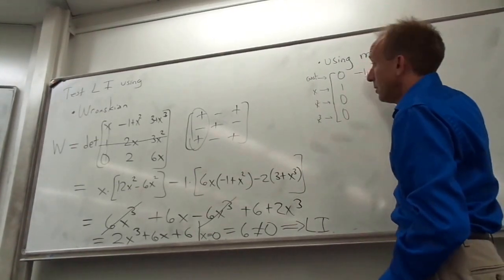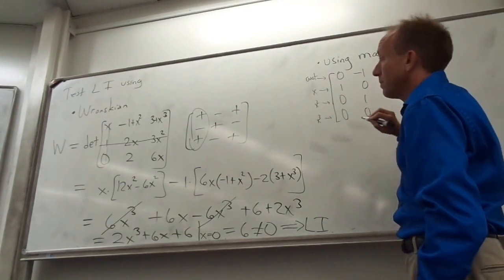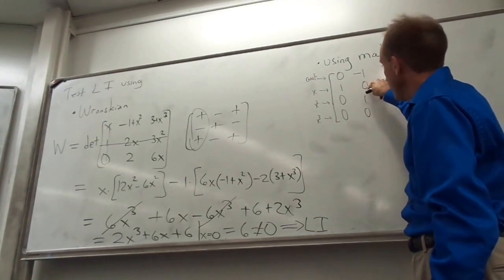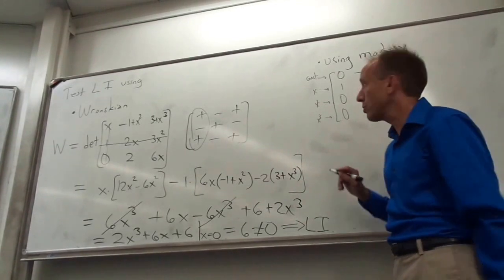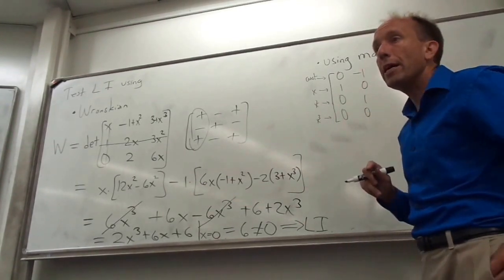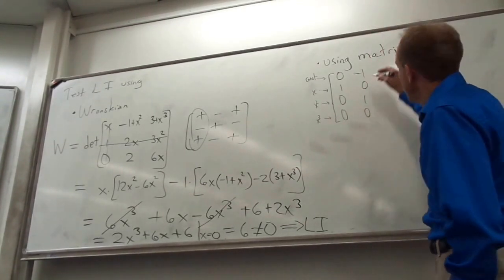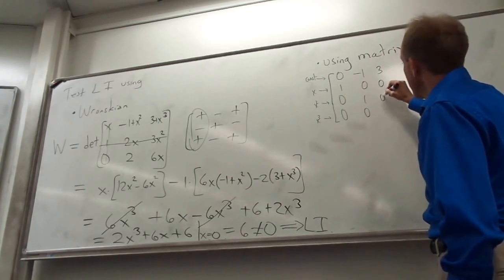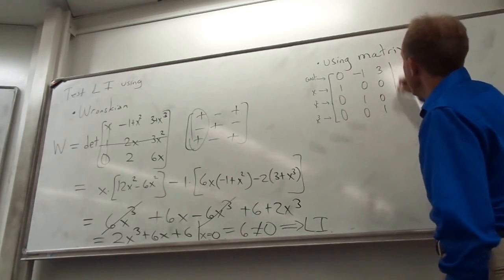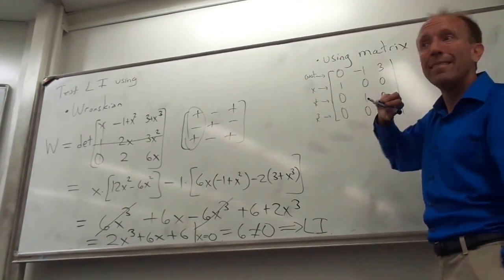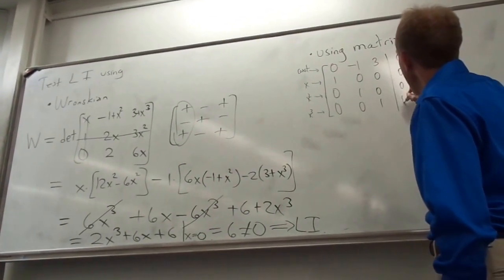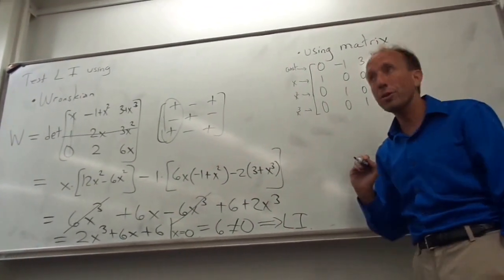Negative 1, 0, 1, 0. So negative 1, and then 0, and then 1, and then 0. Exactly. So there's no x and no x cubed. Okay, and then what about the last one? 3, 0, 0, and 1. Exactly. Okay, and we augment this with what? Zeros. All zeros. When you're testing for Li, you just augment this thing with all zeros.